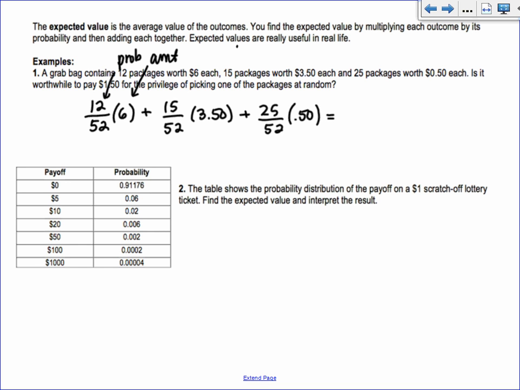All right, this is what I call my expected winnings. It's not quite my expected value, and I'll explain what we need to do to get the expected value. So in my expected winnings, I'm going to do 12 over 52, multiply by 6. I'm going to do 15 over 52, multiply by $3.50. And I'm going to do 25 out of 52, and multiply by 0.5. So when I do that, I get $2.63.